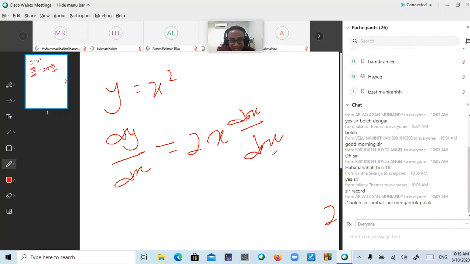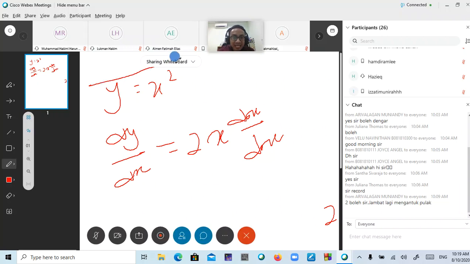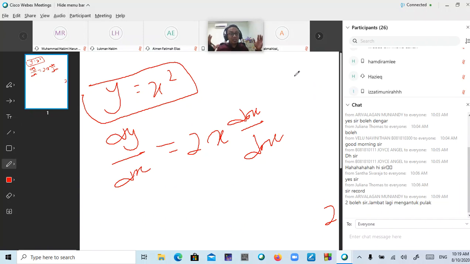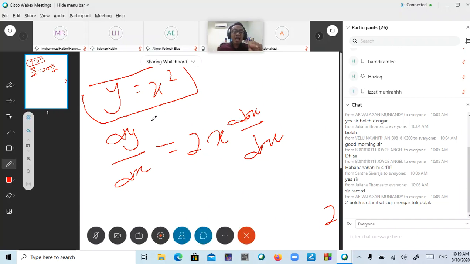What happens if with the same equation here, y equal to x square, you want to differentiate with respect to t? Because a function can be differentiated with respect to any variable. You can differentiate with respect to anything. For example, y equal to x square, you want to differentiate with respect to t. What will you get? You will get the function y differentiated, but you have to write dy over dt.